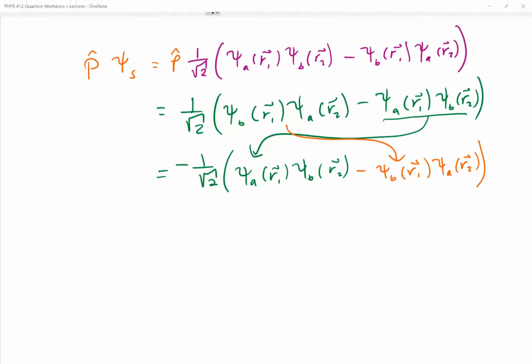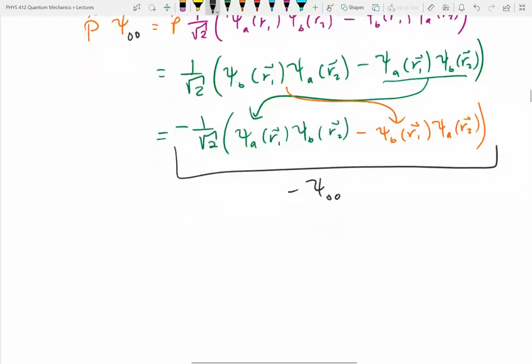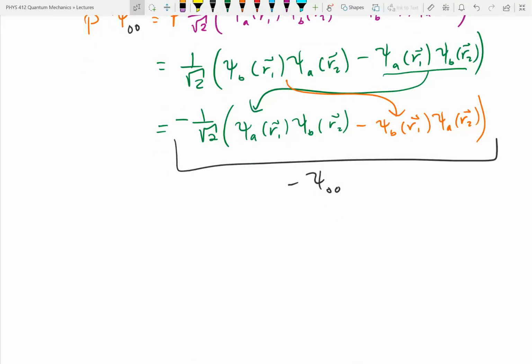But what is this whole thing? That whole thing is minus psi for the singlet. I said singlet, I shouldn't have. Well, yeah, it is the singlet, actually. That's psi 0, 0. That's a better way of writing it. The singlet state is 0 for the quantum number lowercase s. So that's the exchange operator acting on psi 0, 0.